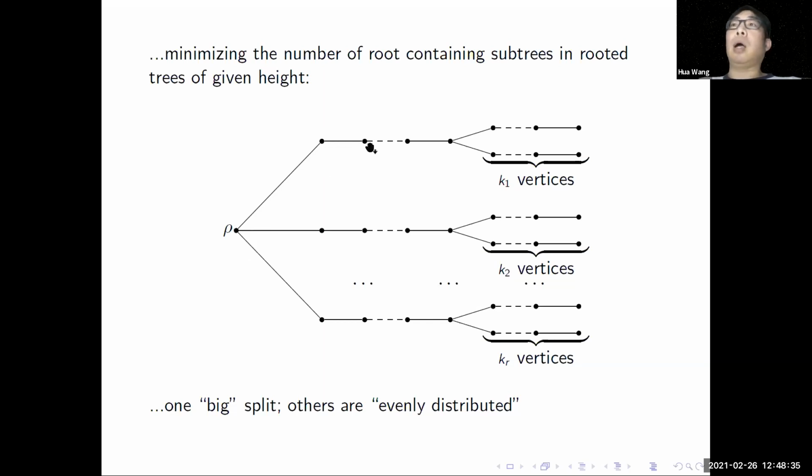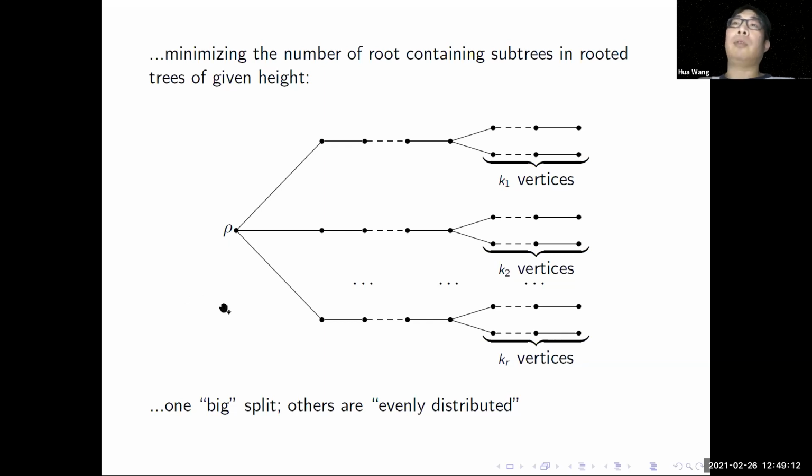Imagine that you can count this, right? You can count the number of subtrees containing the root as the number of subtrees containing the root in here times that times that, and we want to minimize it. The only extra constraint we added is that it has fixed height. Without fixed height, obviously, we're just going to extend this as infinitely long as possible, and then there are as few subtrees as possible. But with fixed height, you cannot extend this infinitely long, and we simply cannot solve the problem.